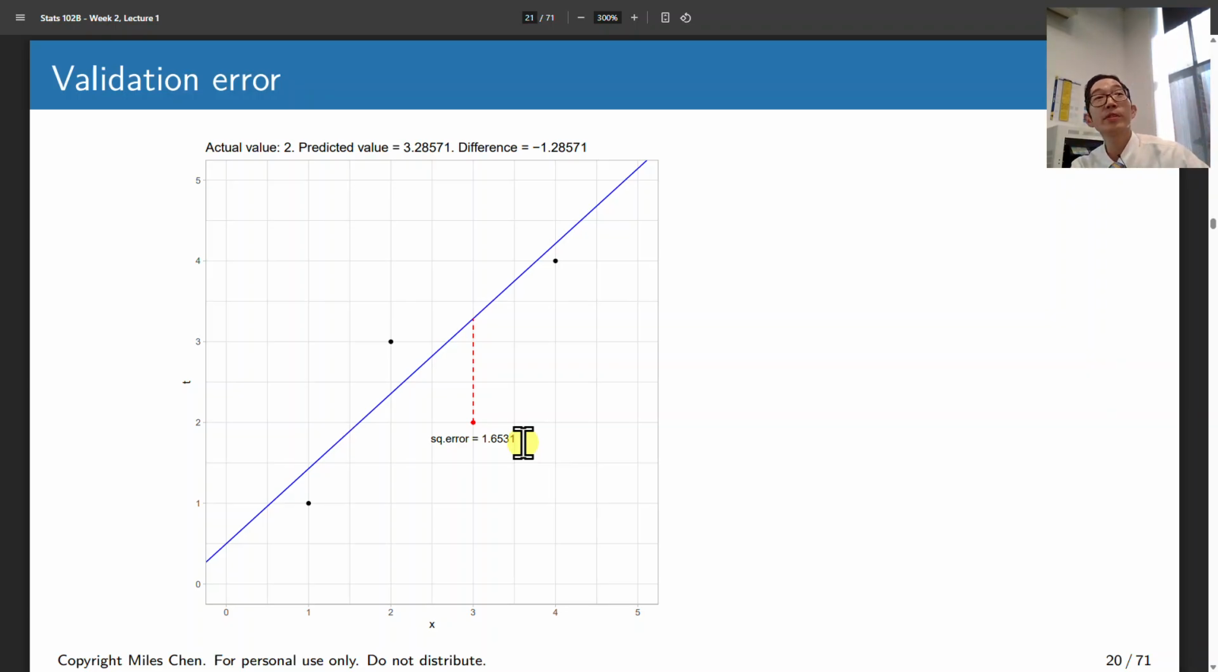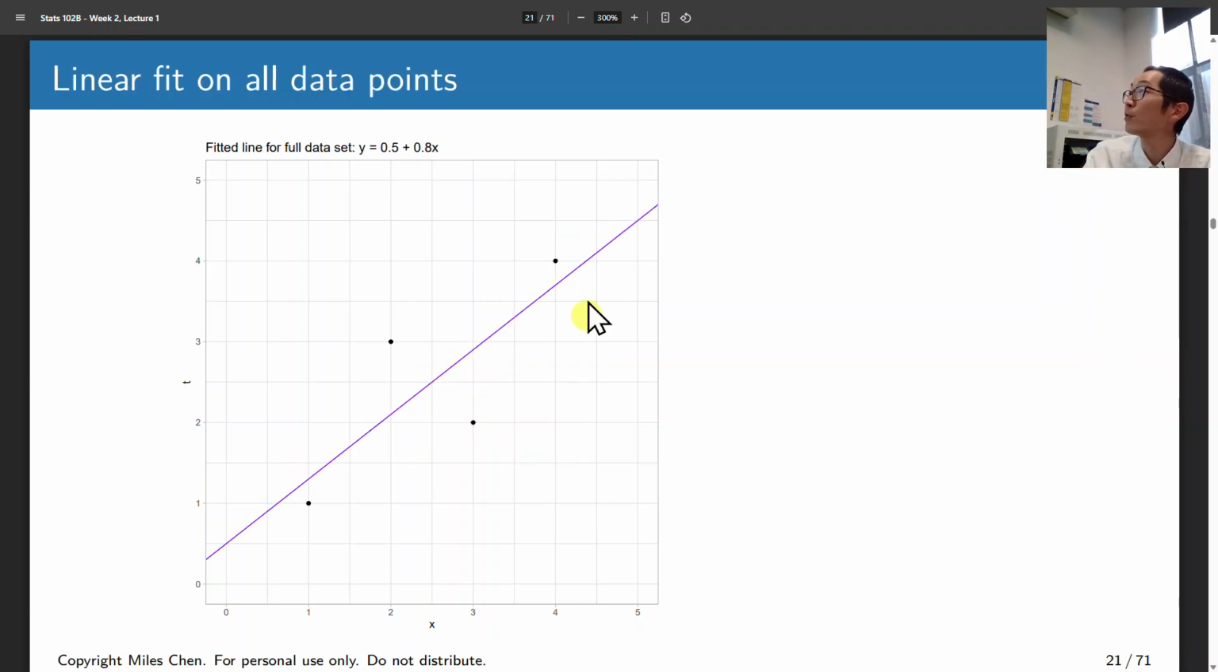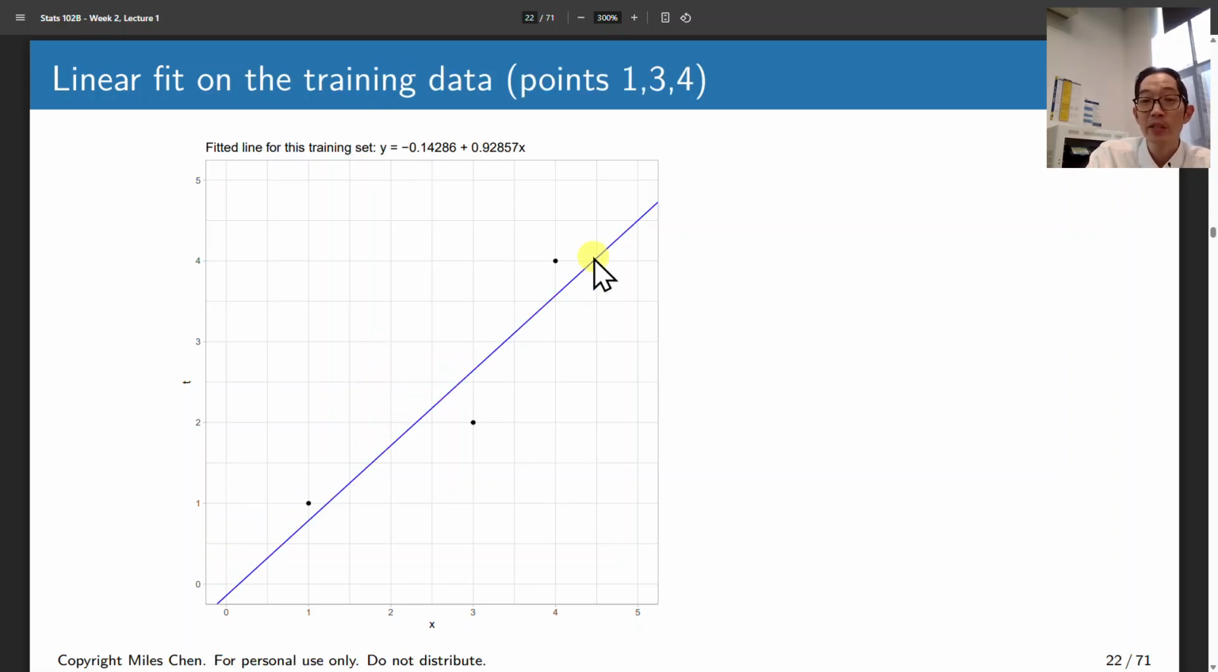We do this for every single data point. So again, here's all 4 of our data points. This time, this observation is going to be left out. If I cover this observation up, I just have these 3 observations left, 1, 3, and 4, and I say, okay, what is the best fitting line for these 3 data points? When you do that, this is what it looks like. Y is negative 0.14286 plus 0.92857x.